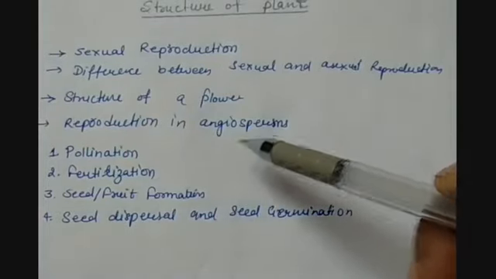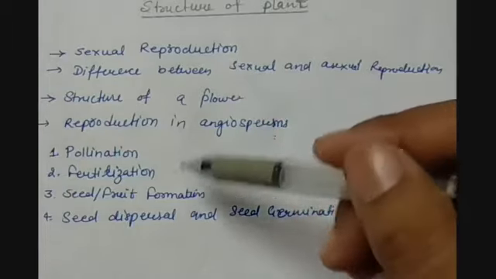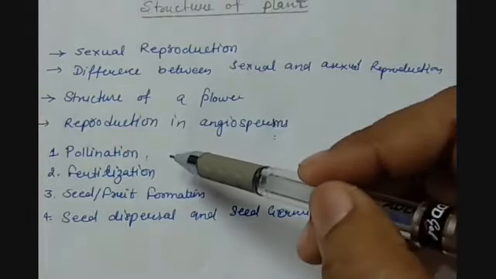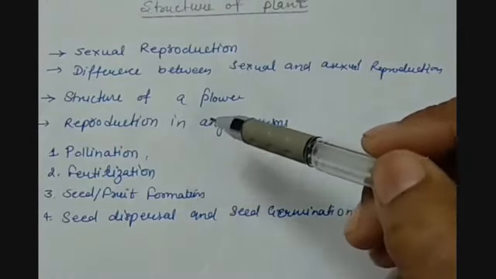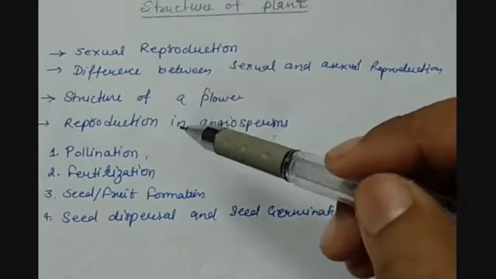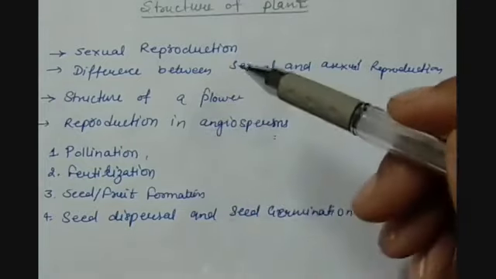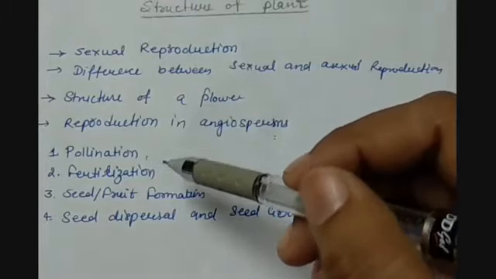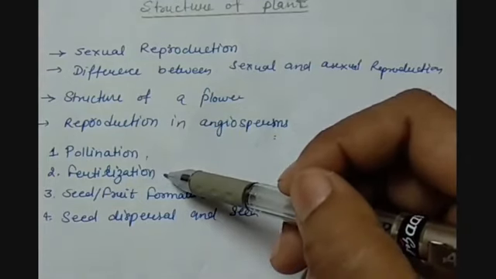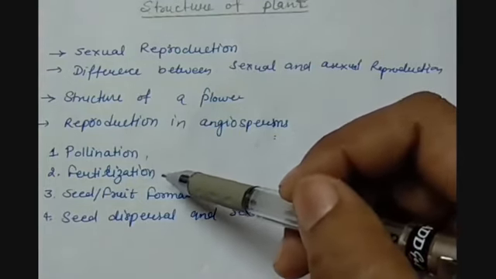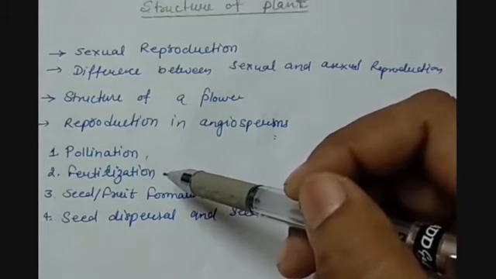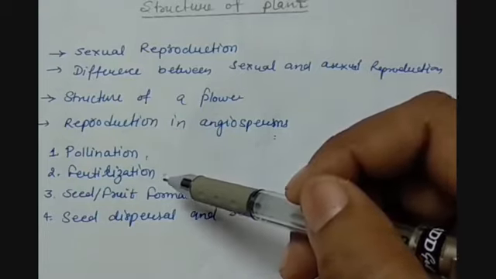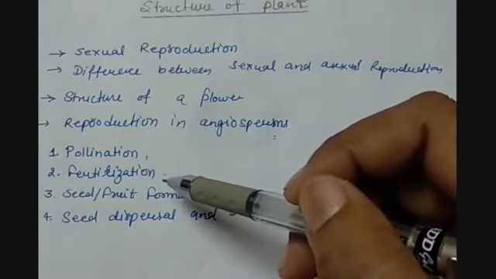Here the reproduction happens in mainly 4 steps. Pollination, in which pollen grains from the anther get transferred to the stigma of the same flower or a different one. So here self-pollination or cross-pollination takes place. The second step was fertilization. In fertilization, the pollen grain, with the help of the pollen tube, comes up inside the ovule and fuses together with the ovum or the egg.